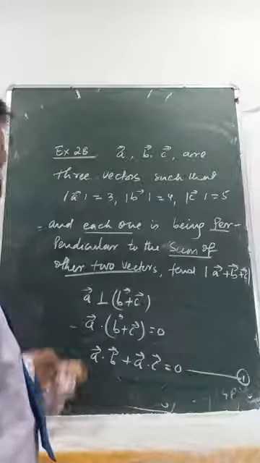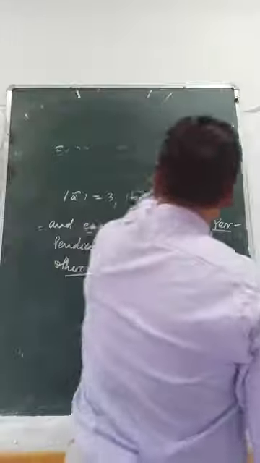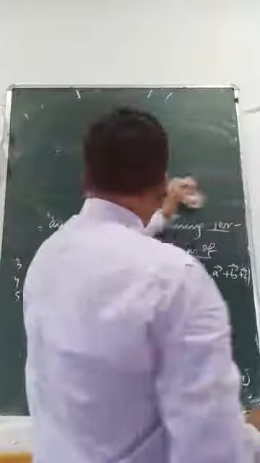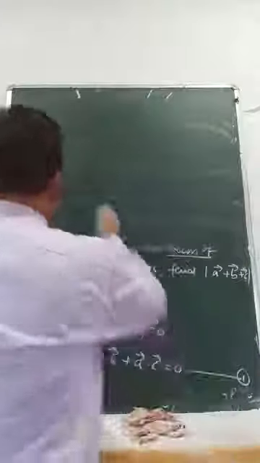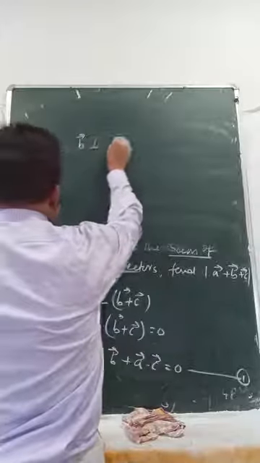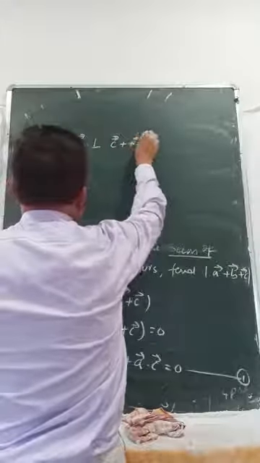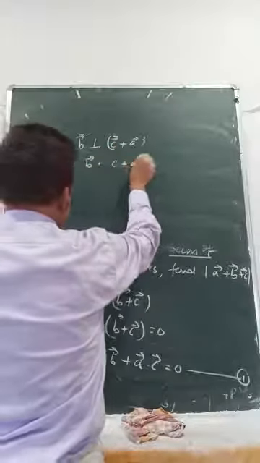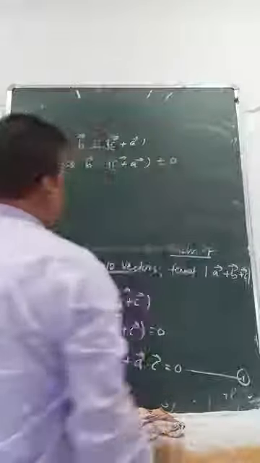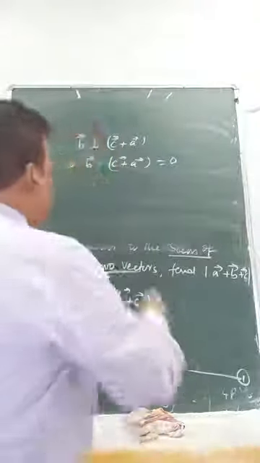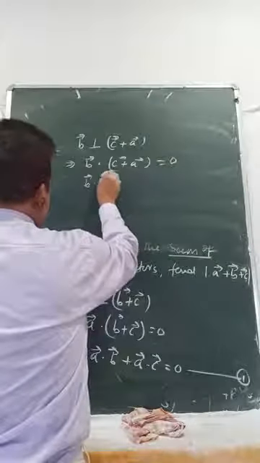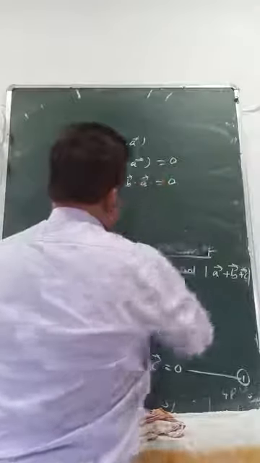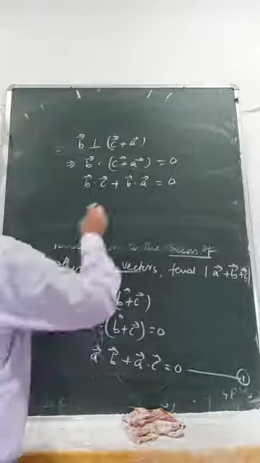Similarly, B will be perpendicular to which one? B is perpendicular to C plus A, which implies B dot (C plus A) equals 0. So that gives you B dot C plus B dot A equals 0. This is equation number 2.